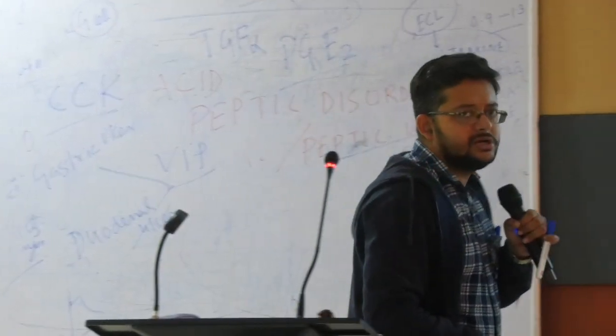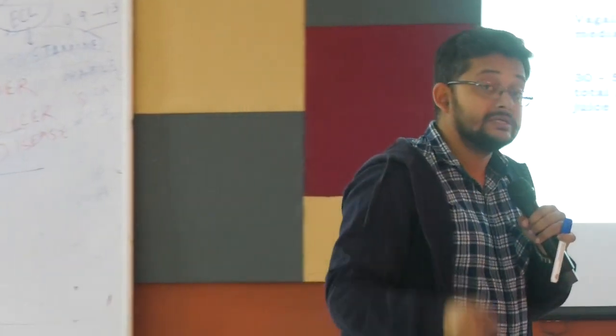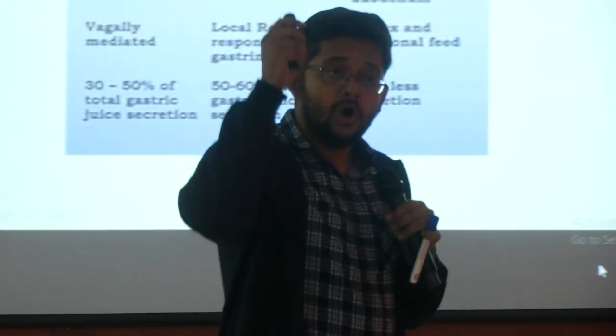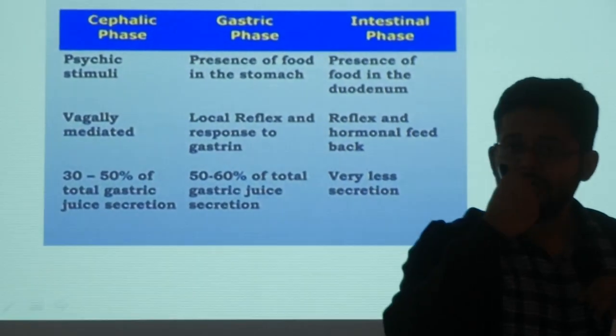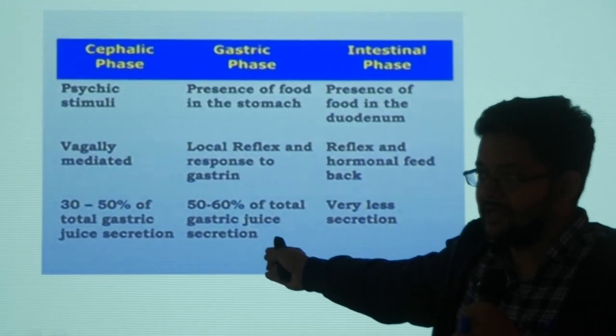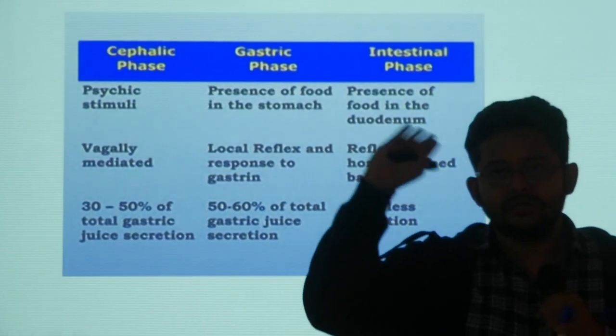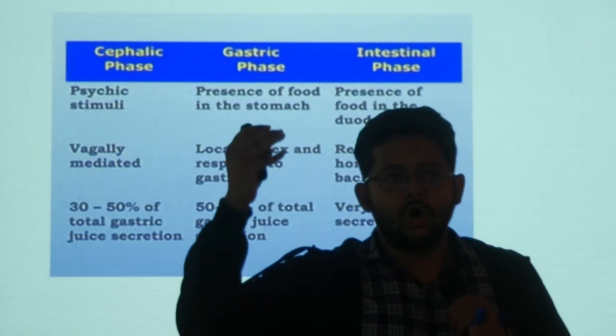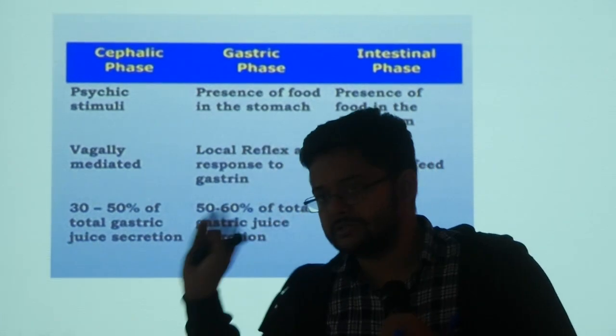And 30 to 50% of total gastric juice secretion is under the cephalic phase. That means you do not even require any food inside your mouth for 30 to 50% of gastric secretion. Understood? Because just by the sight, thought or smell of food you can have this.